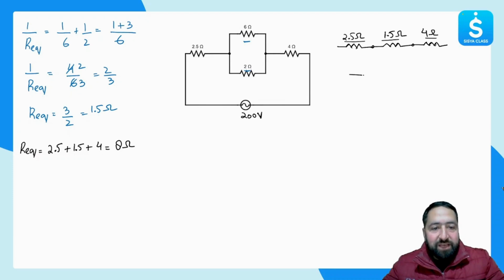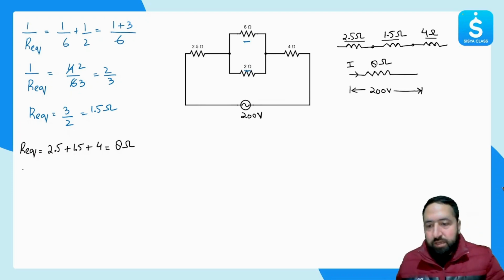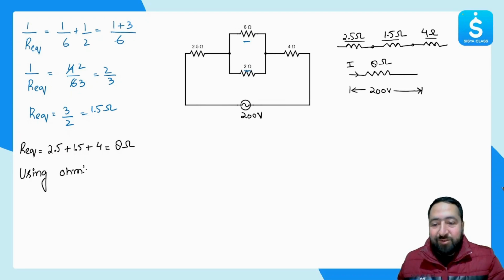So instead of these three, I can keep only one resistor, but its resistance should be 8 ohms. And what is the potential difference? It is 200 volts. So if I know the potential difference and the equivalent resistance, the net resistance, can't I find I? Yes, I can, using Ohm's law.